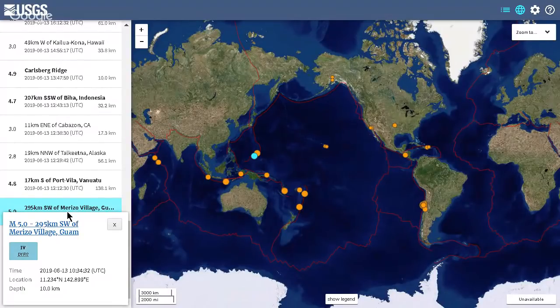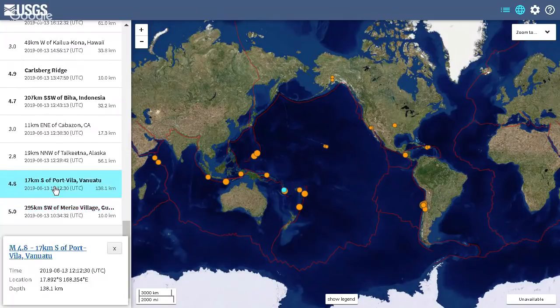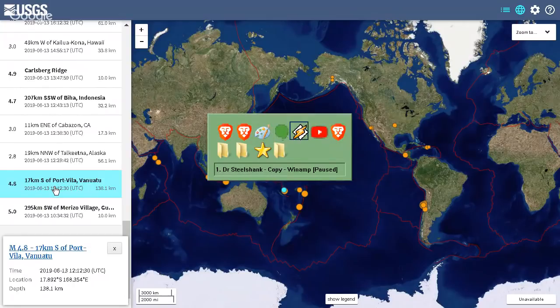So here we see a 5.0 in Guam. Dear U.S. military, thanks for your service. Leave us a comment if you are at the base in Guam and felt that quake. It's pretty large. Here's a 4.8 at Vanuatu at depth. Shout out Vanuatu. You may experience a larger quake at the surface.